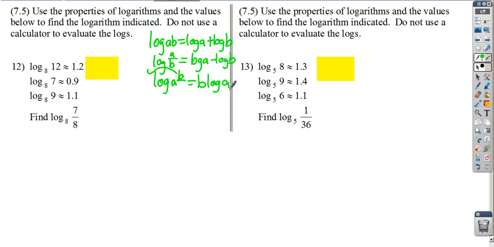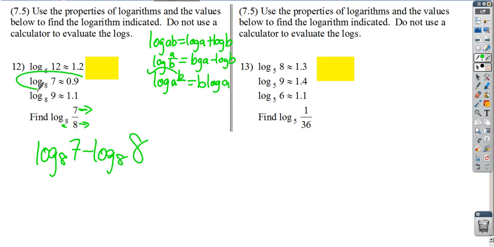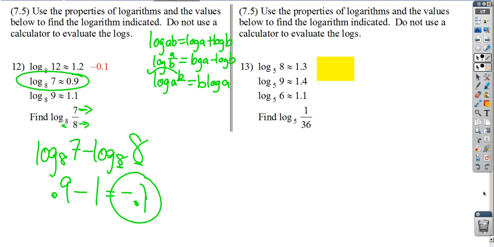Okay, so we need to know that when we're solving these. This one says the log base 8 of two numbers being divided. Remember, when we're dividing numbers, that's like taking this number here and subtracting the log of that number right there. So the log base 8 of 7, they tell us right here, is 0.9, minus the log base 8 of 8. What number do you have to raise 8 to get 8? You have to raise it to the first power. So 0.9 minus 1 would be negative 0.1. That should be our answer, and there it is.